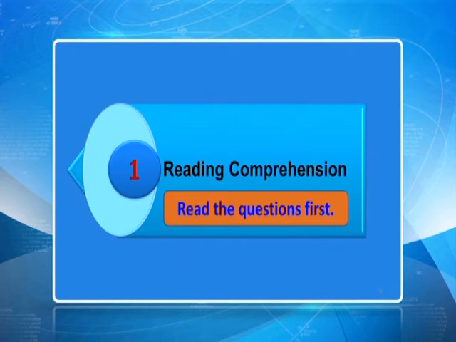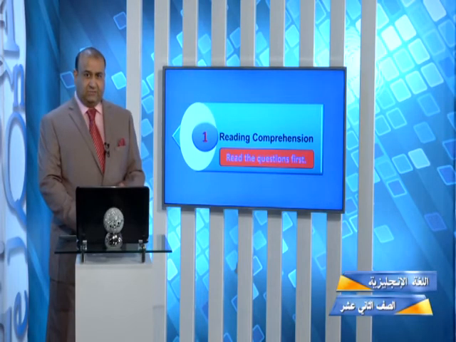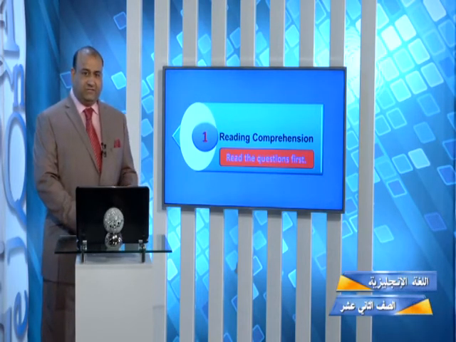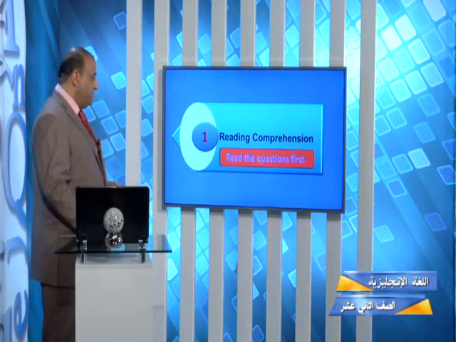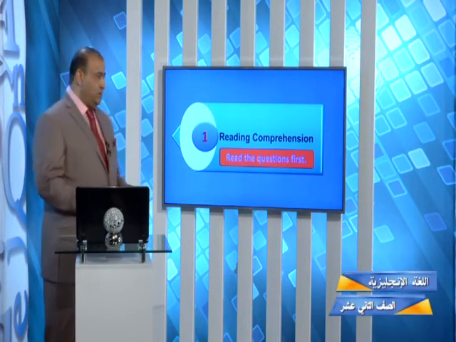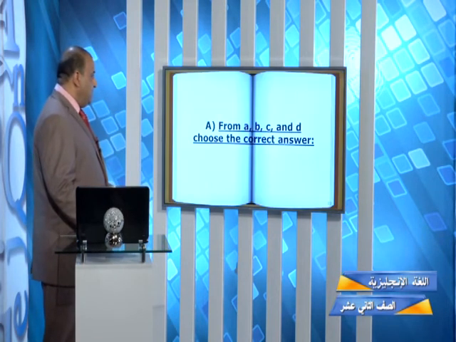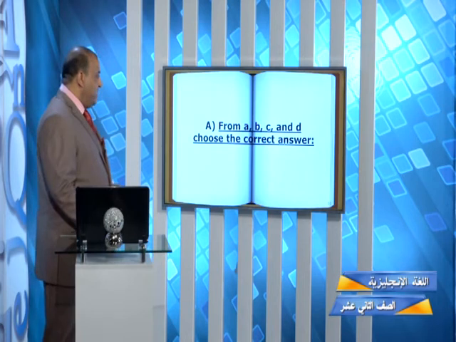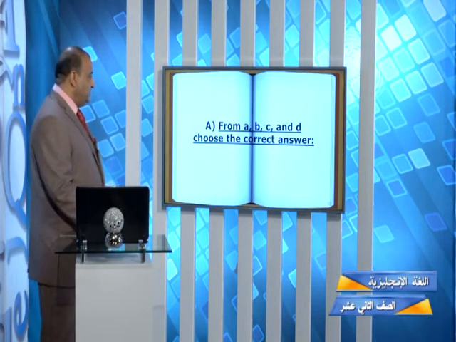Now let's start our reading comprehension task. First of all, you have to read the questions first. Don't read the text first. I always advise my students or learners to have a look at the questions in order to have an overall idea about what is going on in the passage. So the question says, from A, B, C, and D, choose the correct answer.